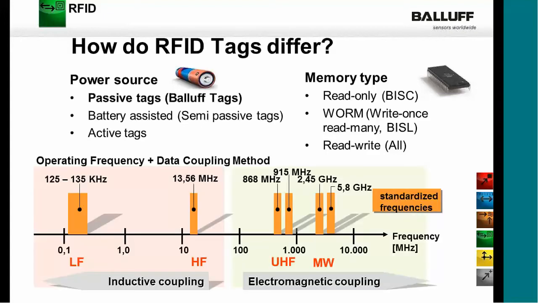So this gives you an idea of the operating frequency ranges. In our low frequency and high frequency tags, it's using the inductive coupling technology, and then we move up into the backscatter type technology that they're referring to as electromagnetic coupling, and you can see the operating frequencies of our UHF tags, and above that are the microwave tags.